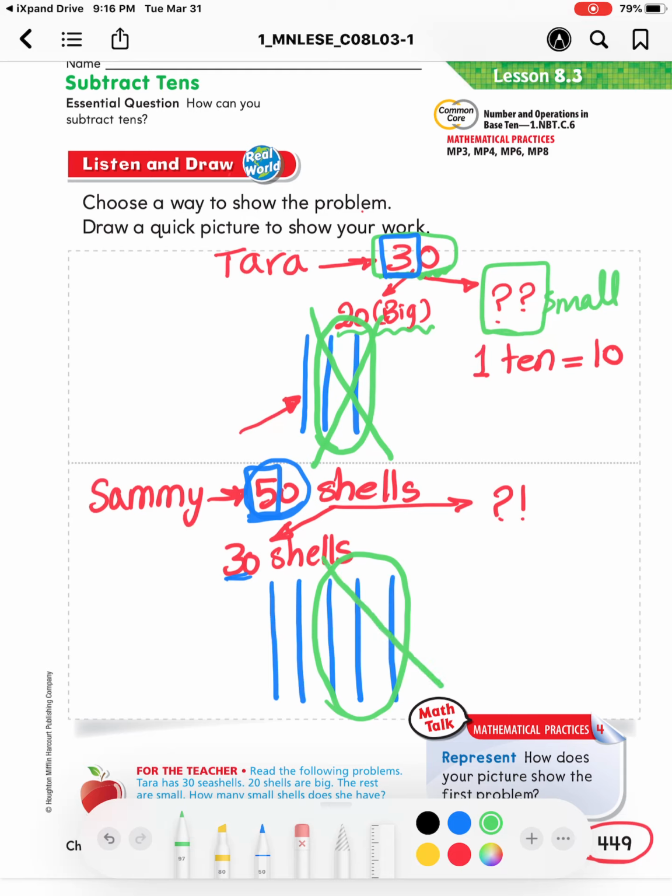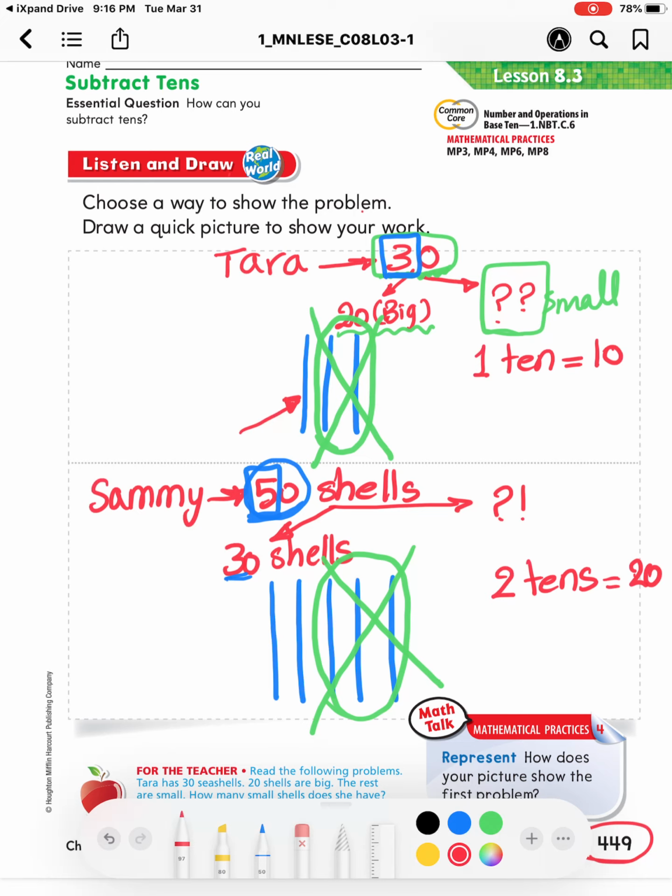three tenths, which means 30 shells. So the remaining would be 2 tenths. And 2 tenths equal what? Yes, good job. Equal 20.